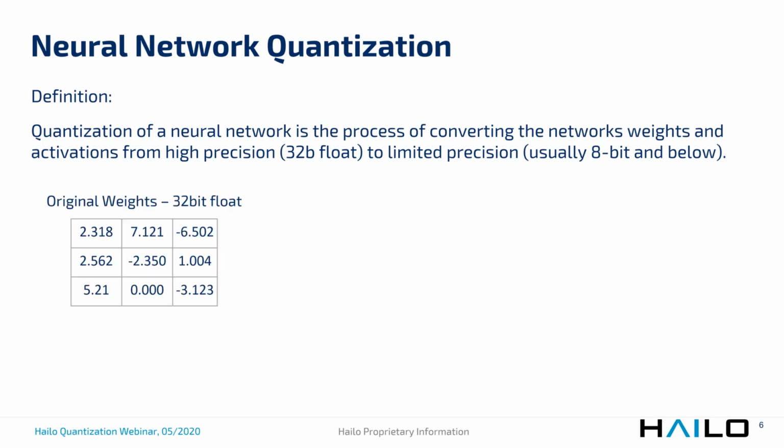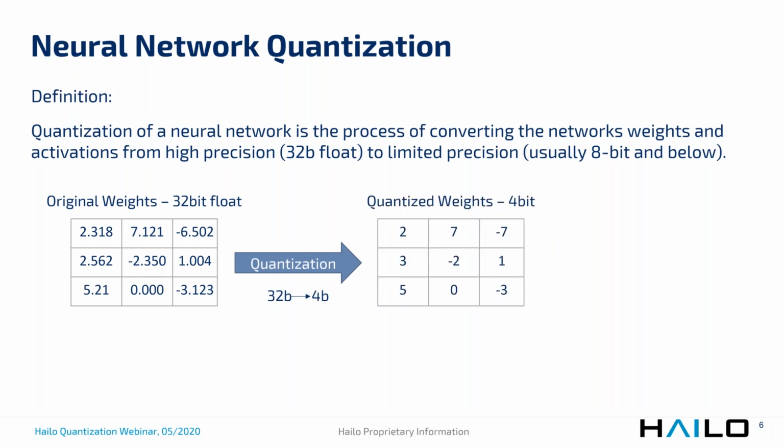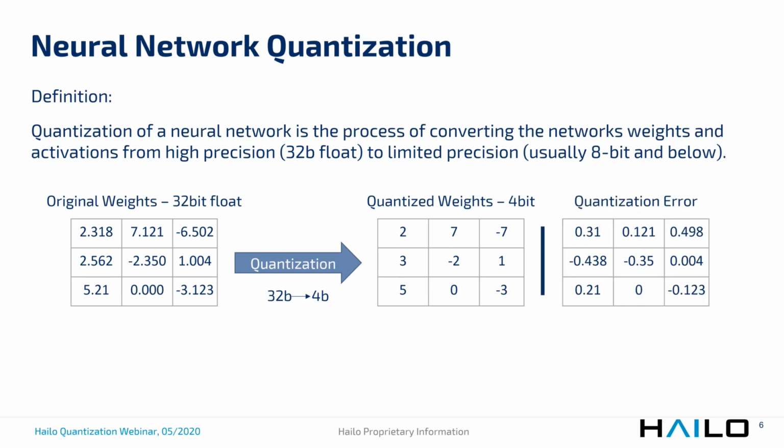So let's look at an example. Imagine we have this network and we trained it, and now some of its layers have these weights, which are represented by 32-bit floats, and so they have very high precision. And we want to convert this network to be represented by 4 bits. And because we only have 4 bits, we lose all of the precision that we had, and we are only able to represent the integer. And due to this process, we've incurred some error. And at times, this error is quite large.